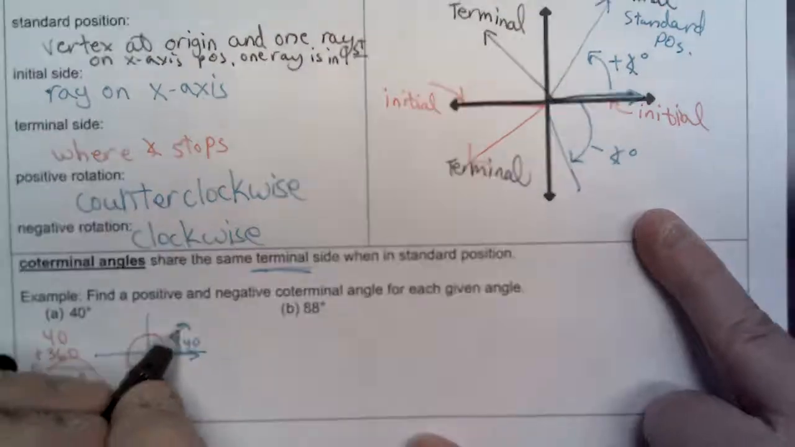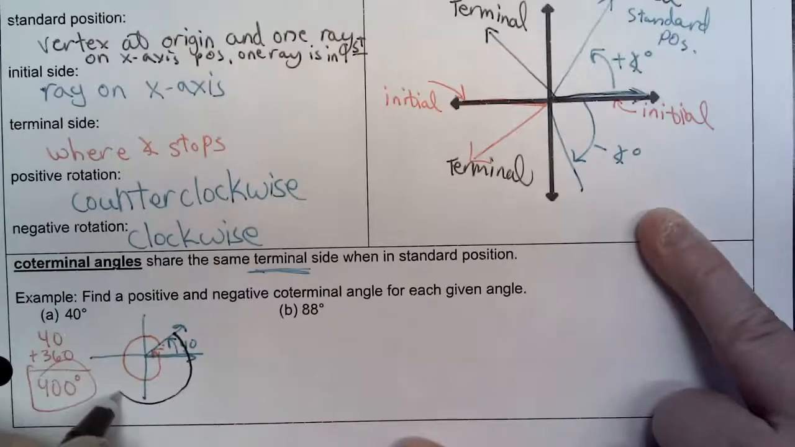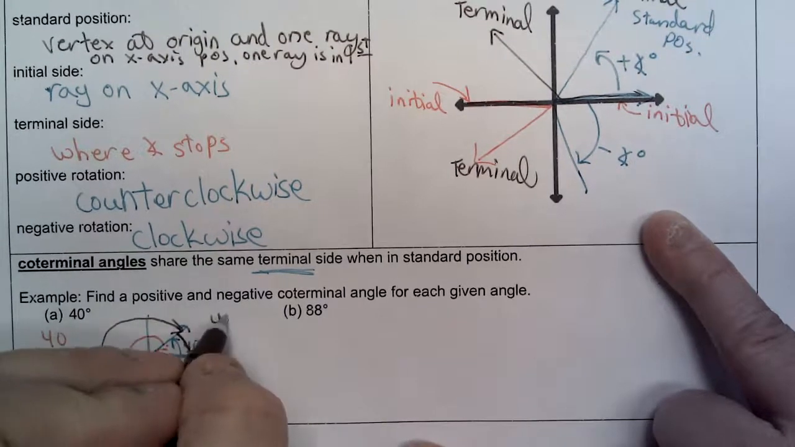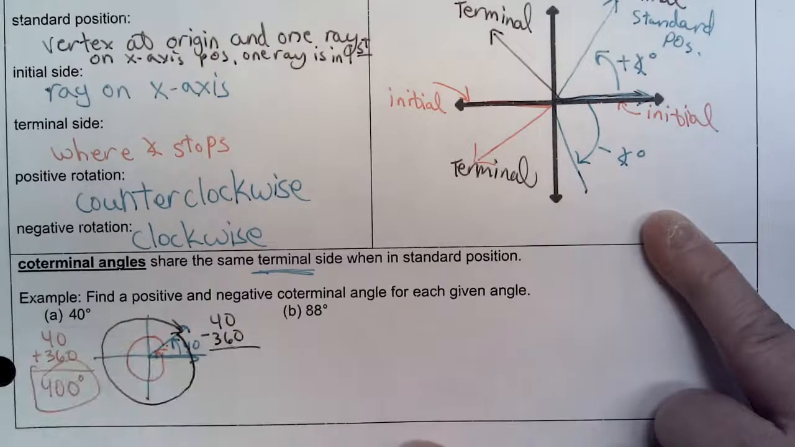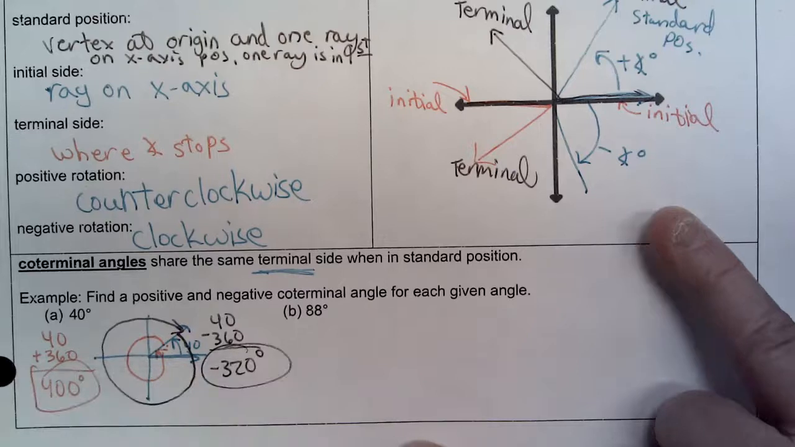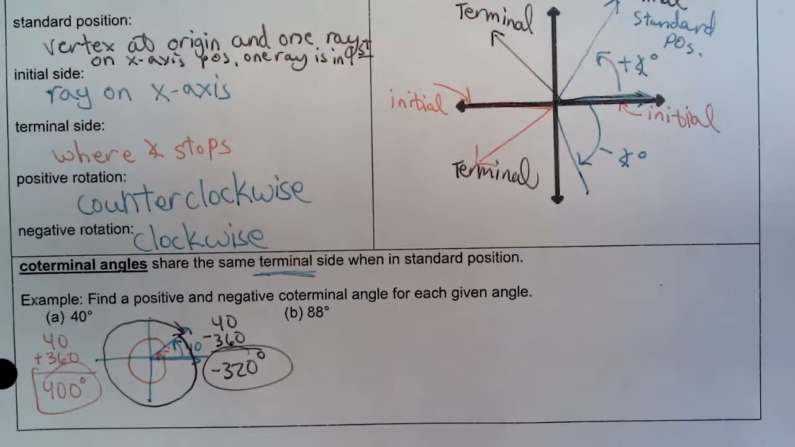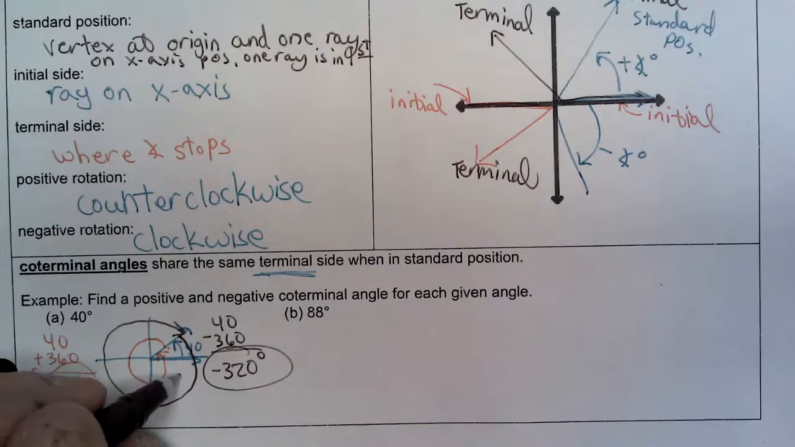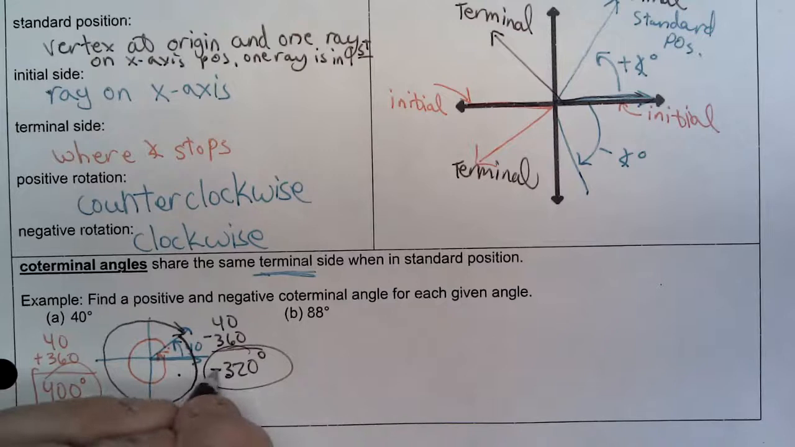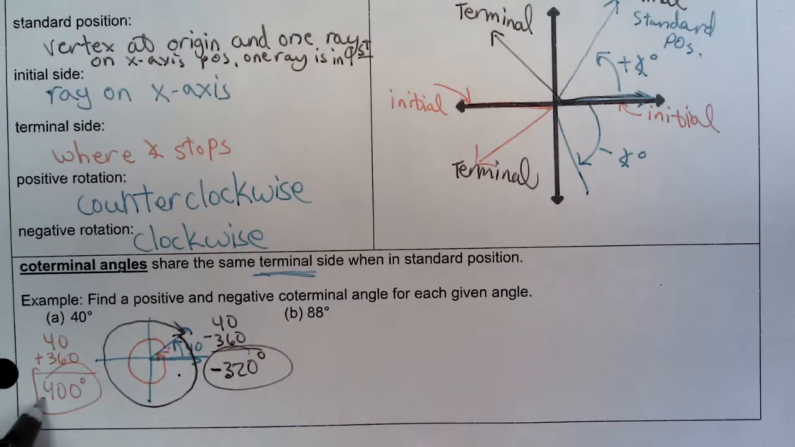Same thing for my negative. Okay. For my negative, I would start at that angle, terminal side, and go backwards 360 degrees. So that would be 40 minus 360, which would be negative 320 degrees. Okay. Sometimes you'll have to go counterclockwise or clockwise several times, right? Because if I started at 780 degrees, it would take me several times going backwards to get a negative coterminal angle. So it doesn't mean just go backwards once. It means I want an actual positive degree value and an actual negative degree value.